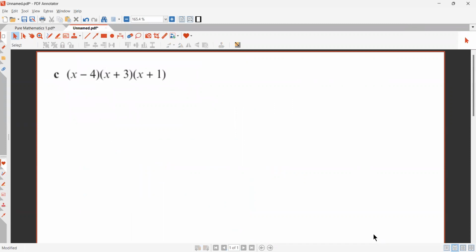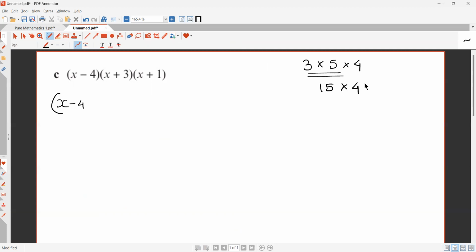So if I write this (x − 4)... whenever we do something like 3 into 5 into 4, for example, there are many ways I can do it. I can do 3 fives are 15, right? Then I can do 15 into 4, right? You see? So why don't I do that over here? Then multiply the whole thing with (x + 1). That's a good strategy. Did you use the same method, or did you do them manually?